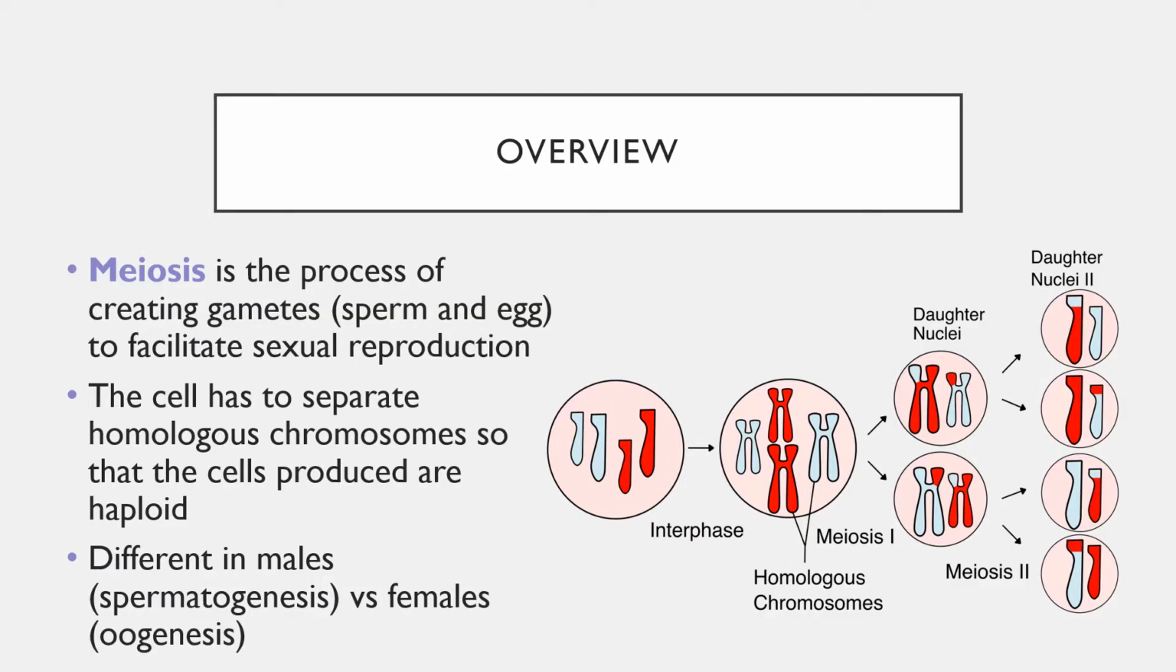Meiosis is the process of creating these gametes, these haploid sperm and eggs. And the eventual goal is to have sexual reproduction occur, where two different organisms are mixing their DNA to create a novel, unique third organism. The cell has to separate their homologous chromosomes so that the cells that we create are haploid, and we'll go into all of that. And there is a big difference between how this is done in human males and human females, and we'll talk about that at the end.